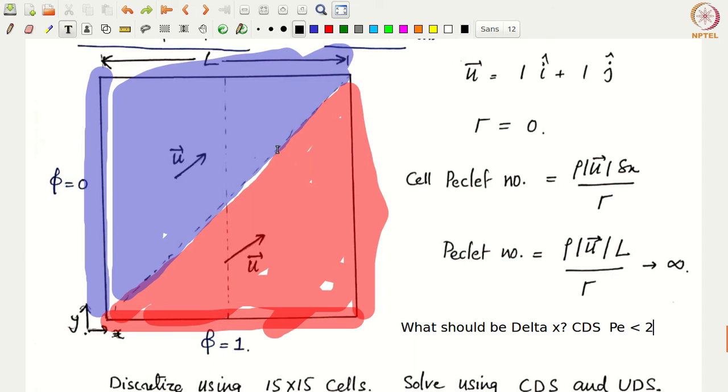And we will see that if you solve this problem using an Upwind difference scheme, then you see some kind of an artificial diffusion which is not there in the original problem specification.